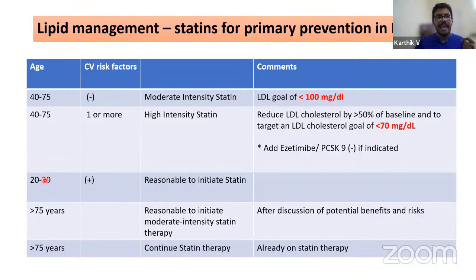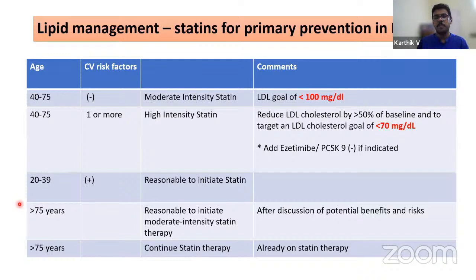And in age 20 to 39 years, even in young patients, it is reasonable to initiate statin if they have CV risk factors. And if the patient is above 75 years, then you will have to discuss with the patient regarding the possible benefit and risk. And the statin therapy should be started only after that.